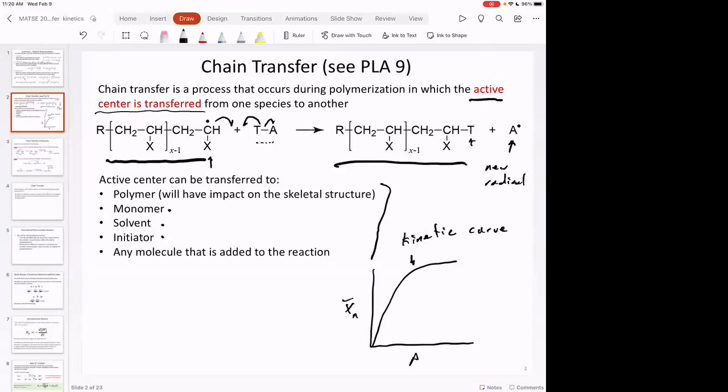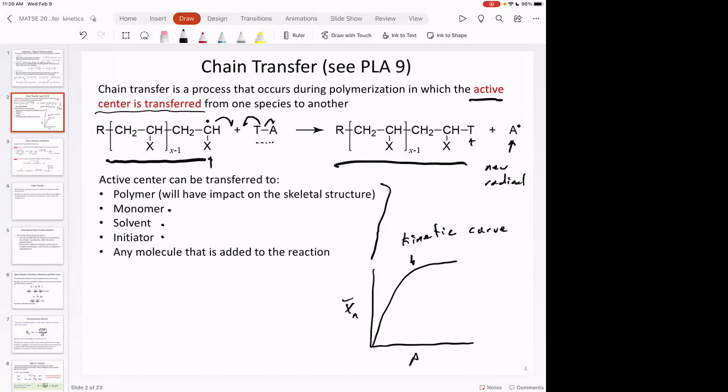Has its molecular weight, has its X bar N, that chain's all set. And a new radical species is formed that can form a new chain or that can do something else. But it's likely that that A dot is much lower molecular weight than the growing chain. And so chain transfer to a chain transfer agent, to a monomer, to a solvent always decreases the molecular weight.